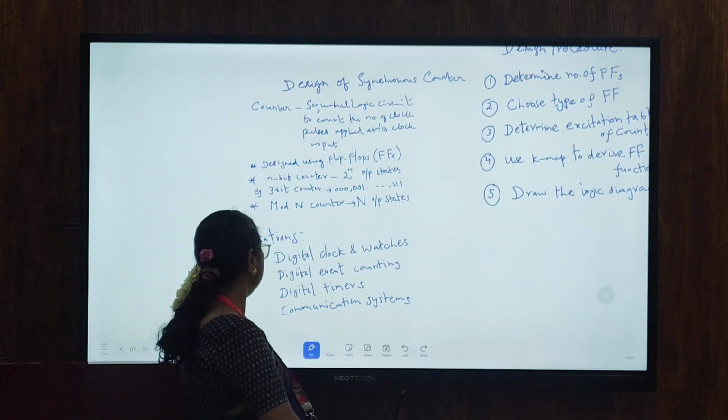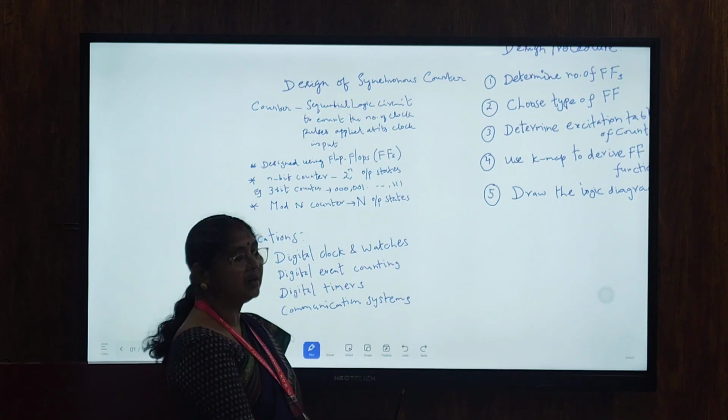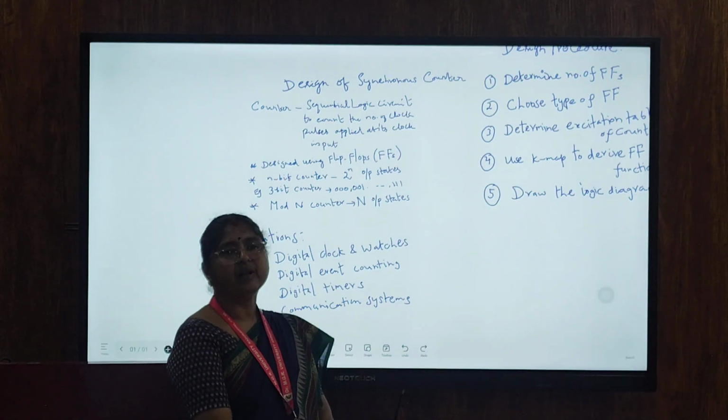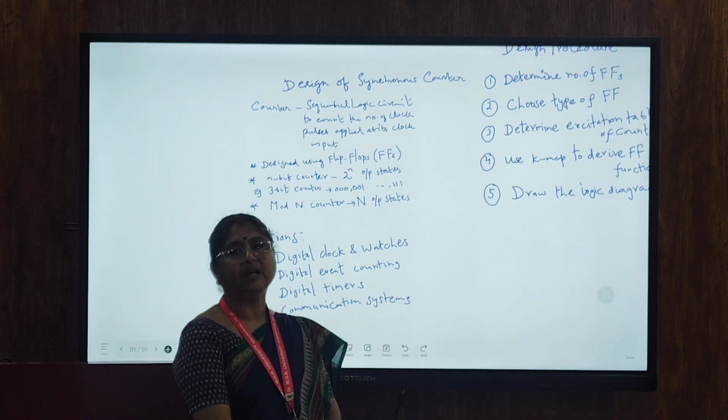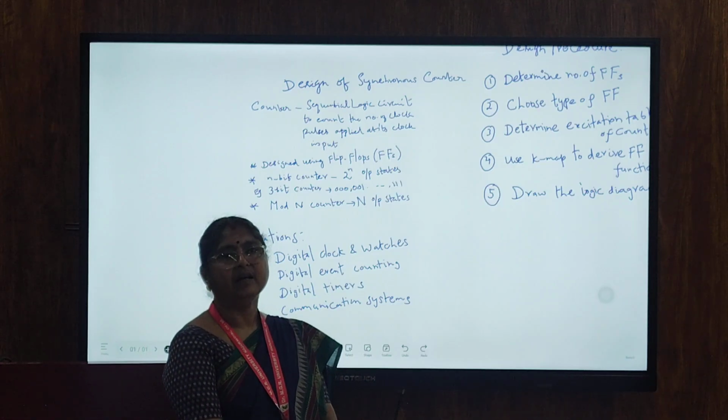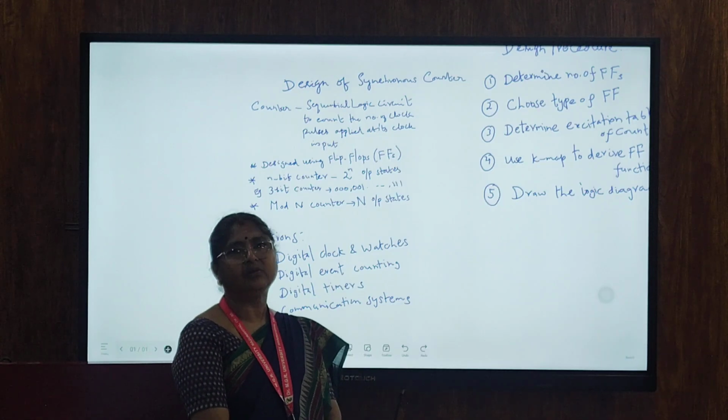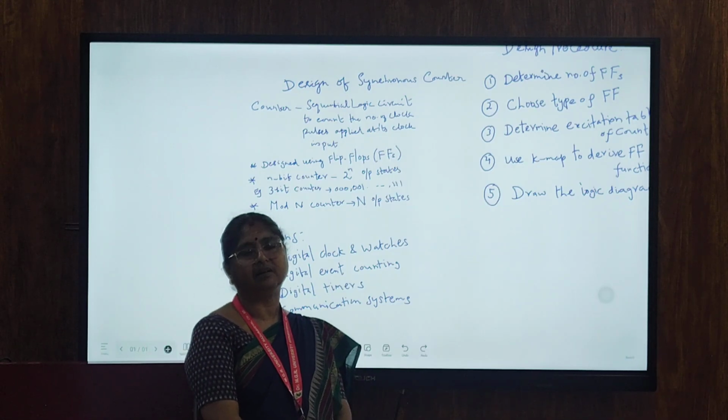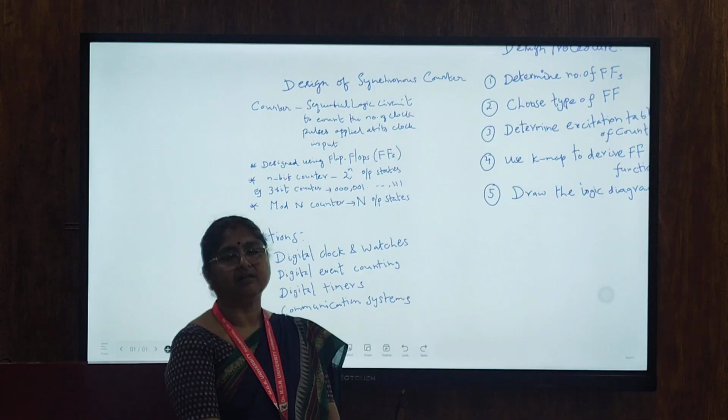Then the next one is a mod n counter or modulus n counter. In a modulus n counter, it has only n output states. The remaining states are not used in the application. That is what is called a modulus n counter.